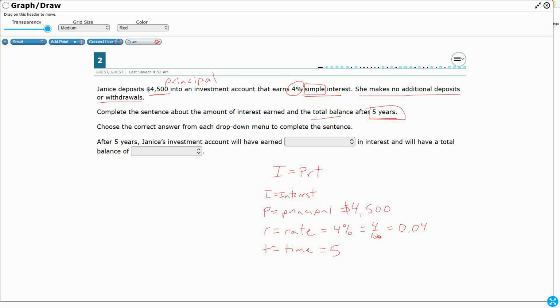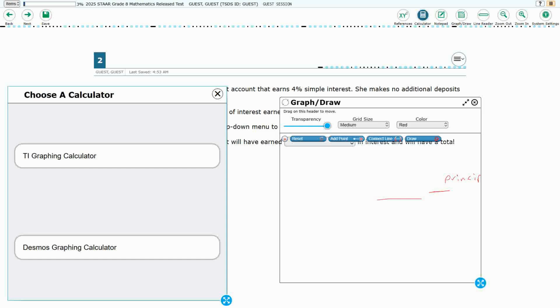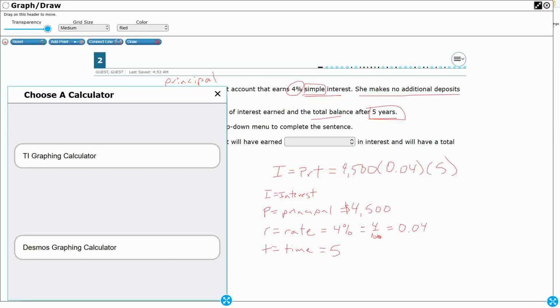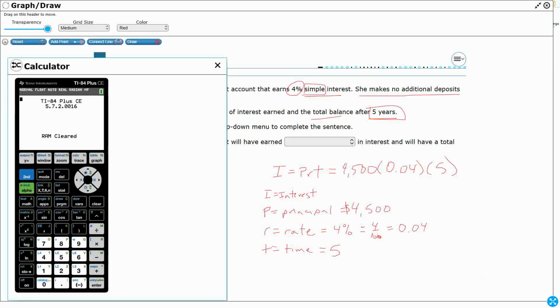All right, so there's our formula. I equals 4,500 times 0.04 times 5. That's just going to give me my interest, not my new balance. So let's get our calculator out here. And it doesn't matter which one we use. Let's do 4,500. And then let's multiply that by 0.04. And multiply that by 5.